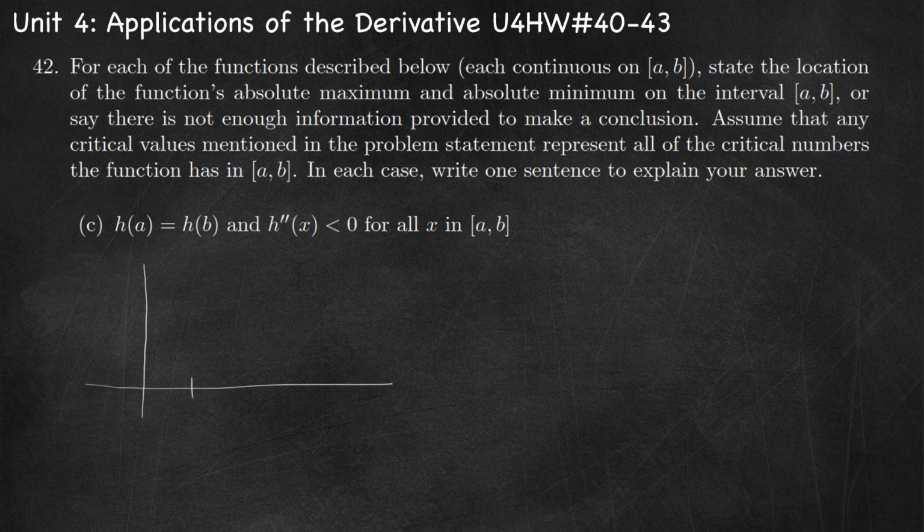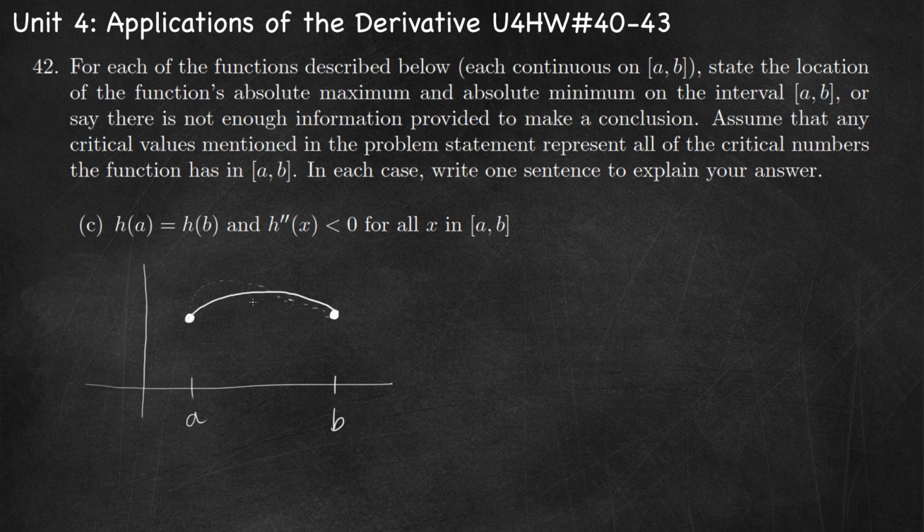Y-axis, x-axis, a, b. We're told that h of a is equal to h of b, and h double prime of x is less than 0. So the second derivative is negative. That means h is concave down. So I know the graph doesn't go straight across. It's got to be concave down the whole time. So for it to be concave down and to reach back to point B, it has to have a turning point in there somewhere. It doesn't necessarily have to look the way I drew it. Maybe it goes up here, something like that, and then comes down like that. But somewhere there has to be a turning point.